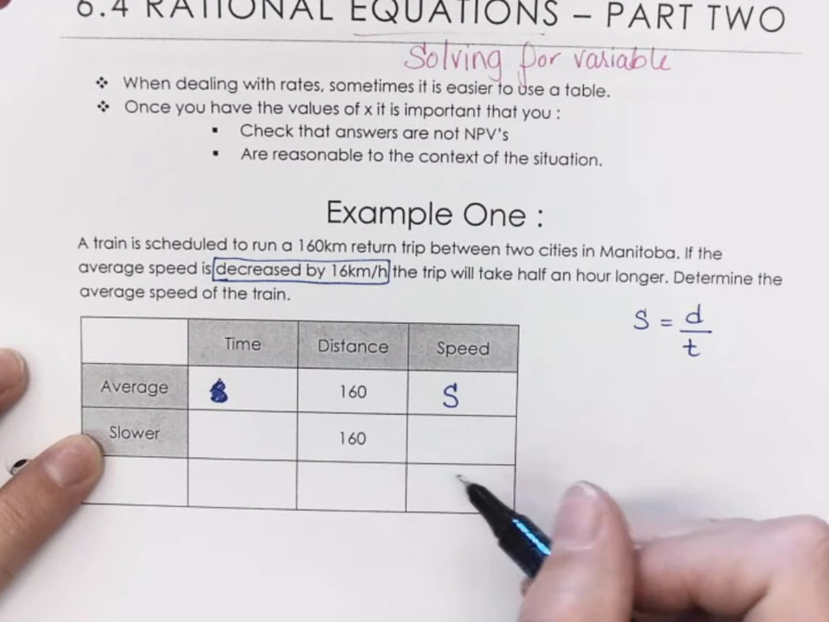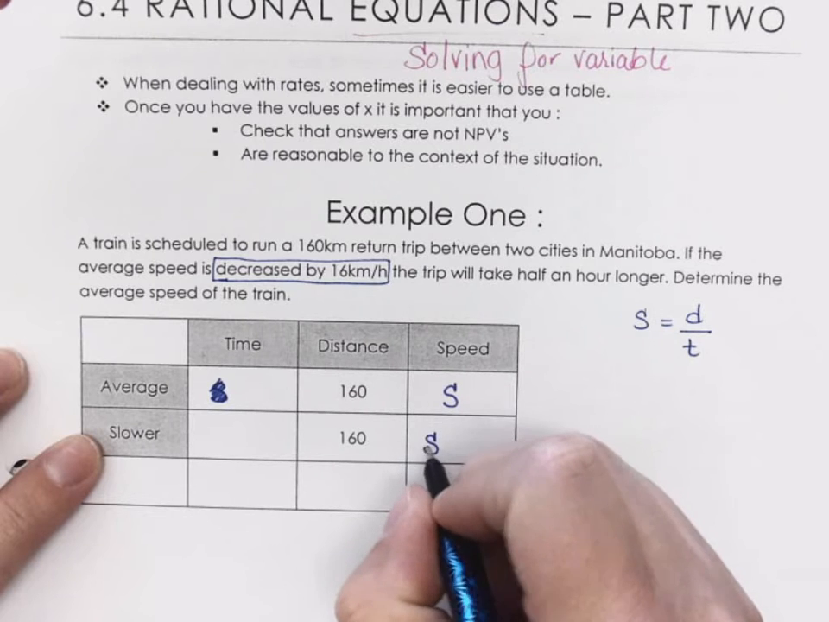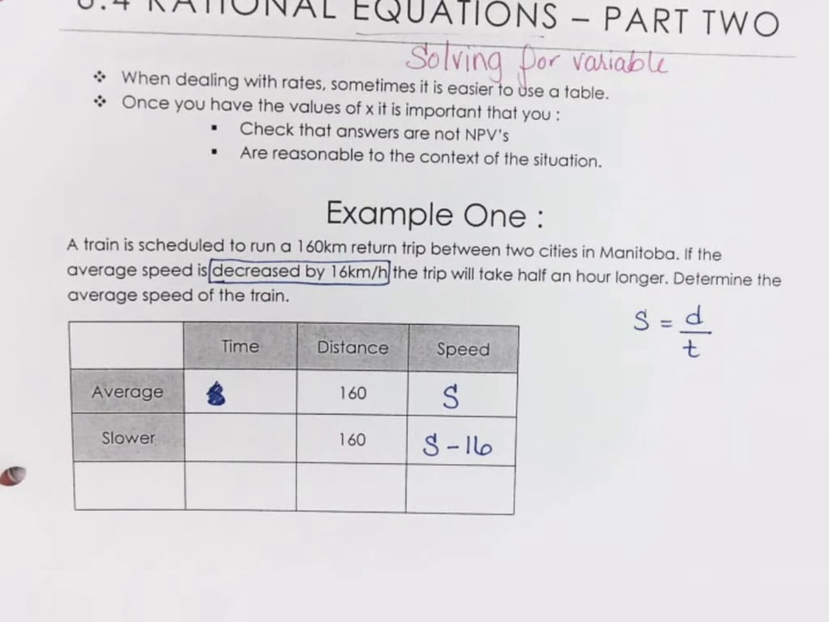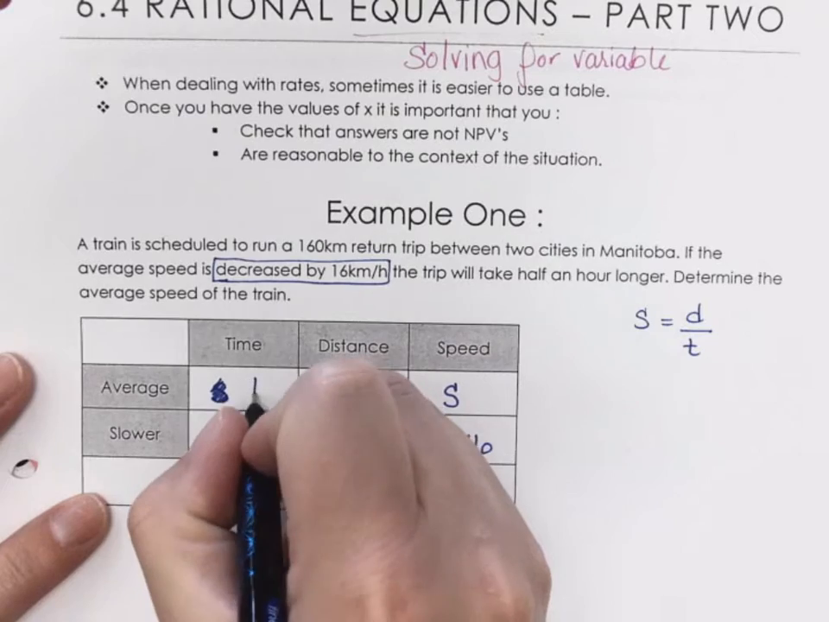So we're decreasing the speed by 16. So it's going to be S subtract 16. I'm not going to use my units of measure until the end because then there'll be more letters in there that I really don't need. So now let's talk about time. When I'm traveling at average speed, do I know how long it takes to do the trip? The answer is no, I do not. So what am I going to call that one? T. Look at you guys, so smart.